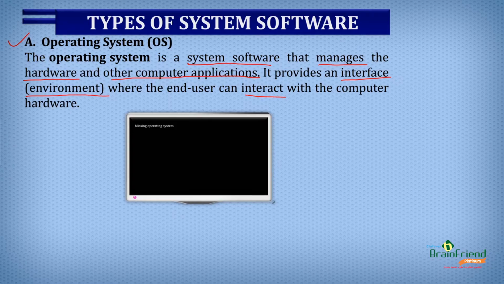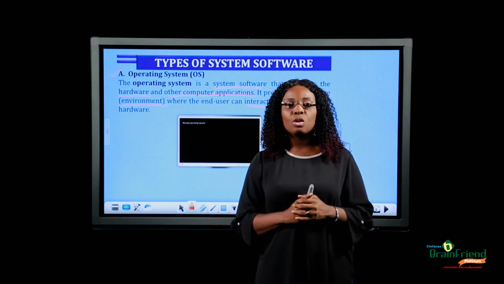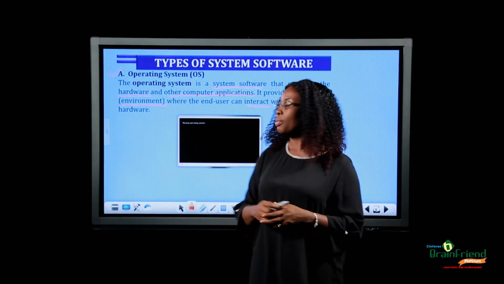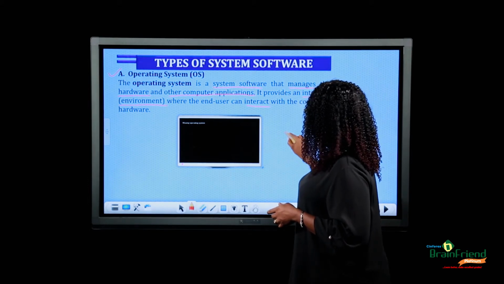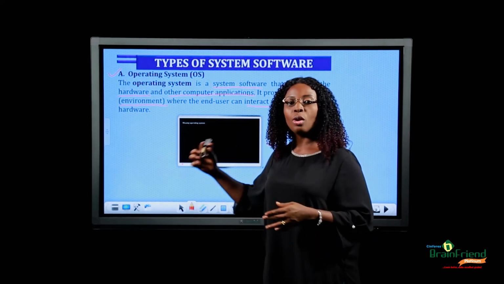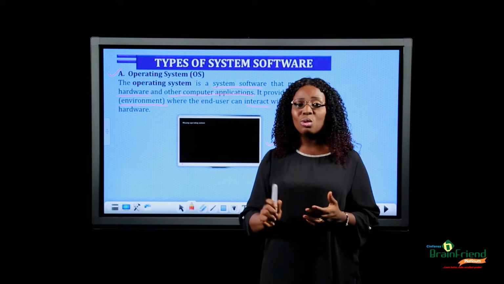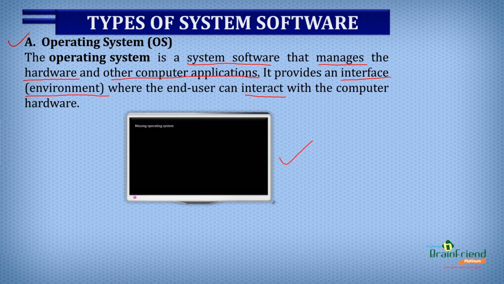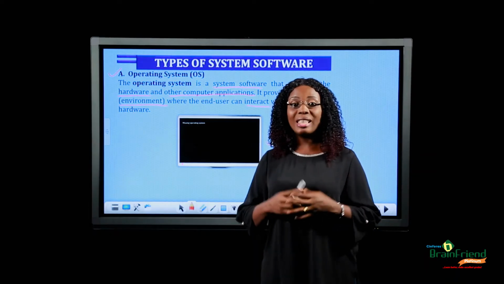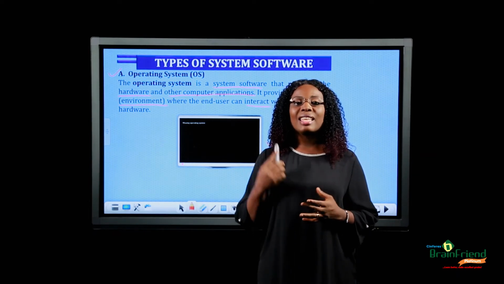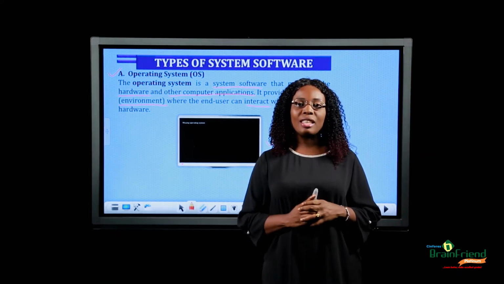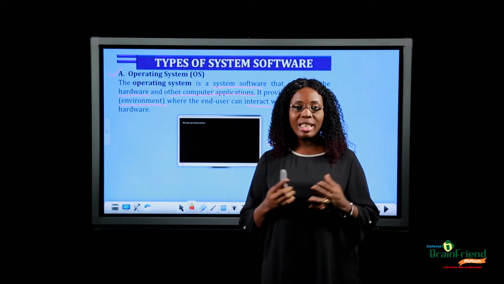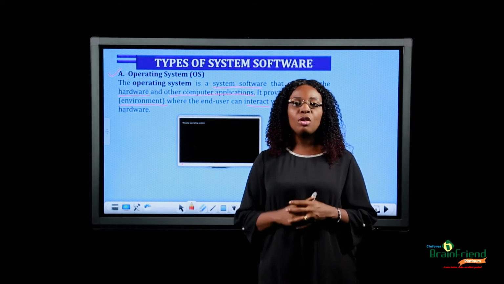When you see a computer that does not have an operating system, this is the only place you can stop. You cannot do anything with that computer. Since there is no operating system, there will be no environment where the end user can interact with a computer, and such a computer cannot be used. There are several examples of operating system, and they each have their unique environments. Let's have a look at some of them.